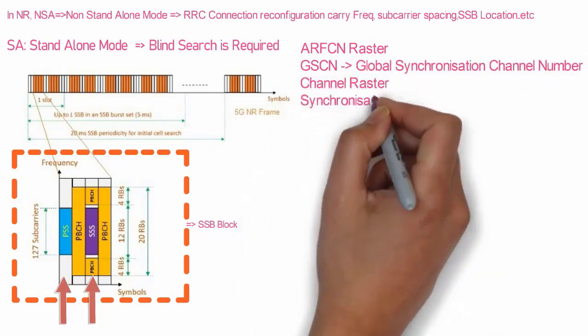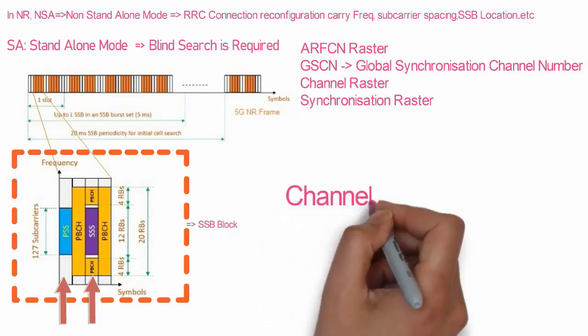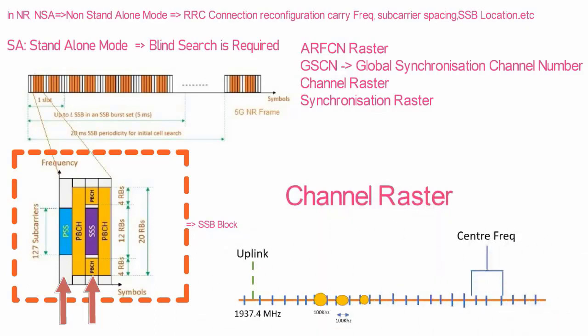What is the channel number? What is channel raster? What is synchronization raster? What is GSCN? So a lot of questions are coming one by one. I am trying to decode all the questions. So channel raster first. The channel raster concept is also in LTE. The concept of channel raster is there in LTE also.